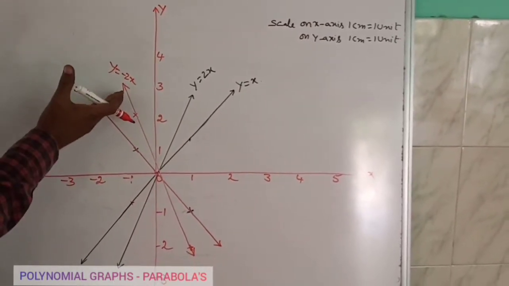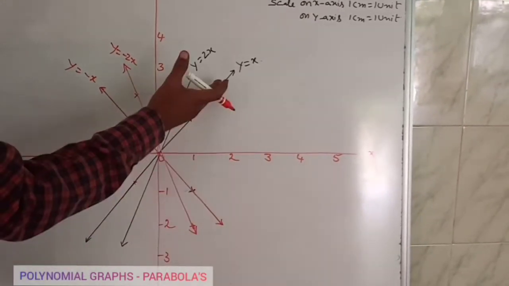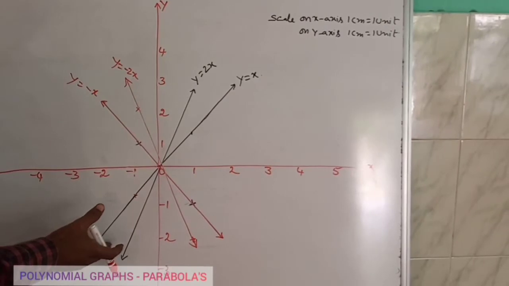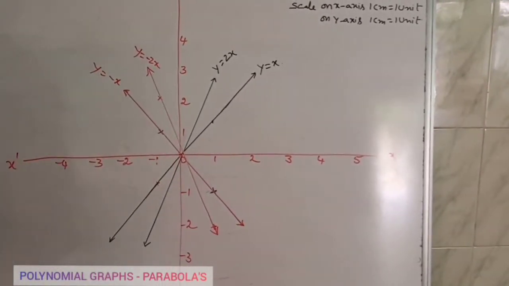If m is negative, the line lies in coordinate 2 and coordinate 4. If m is positive, it lies in coordinate 1 and coordinate 3. These are all straight lines, and they always pass through the origin point.